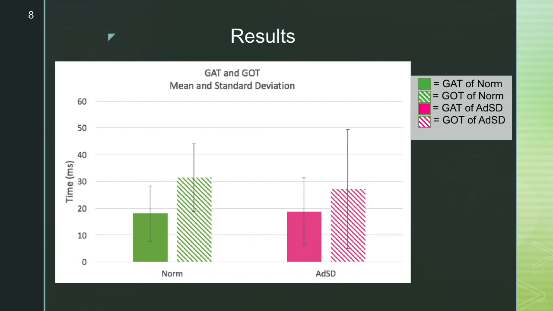Our results indicated that the mean GAT, or glottal attack time, was slightly longer for participants with ADSD compared to the norm, and the mean GOT, or glottal offset time, was shorter for participants with ADSD compared to the norm. The standard deviations for participants with ADSD are considerably larger than the standard deviations for that of norm, with the biggest difference occurring in the standard deviation of GOT. The standard deviation for ADSD was nearly 10 milliseconds longer.